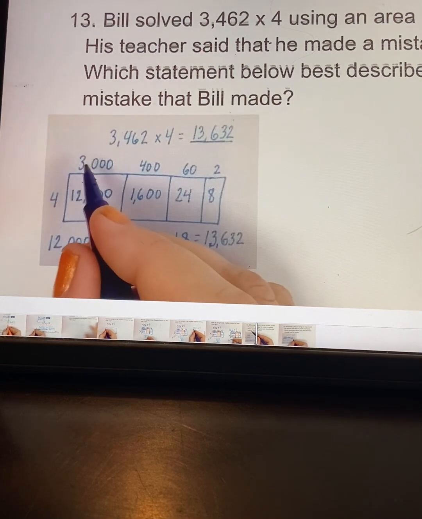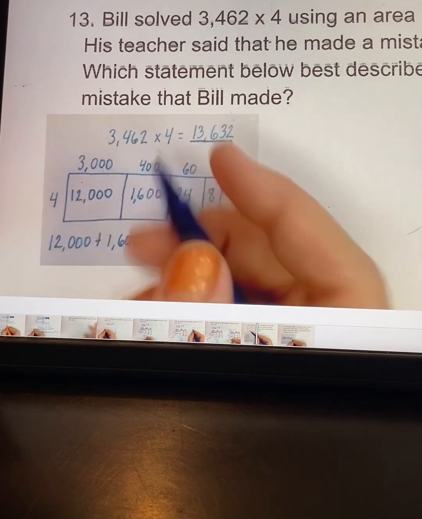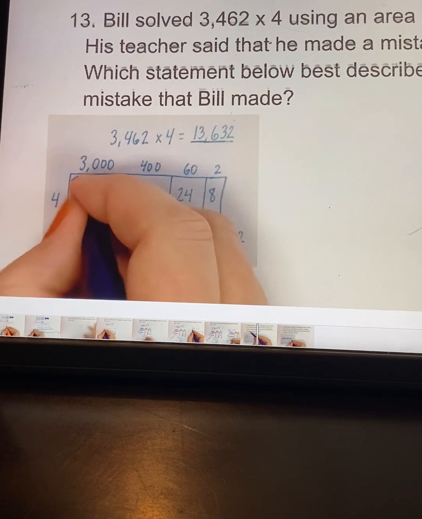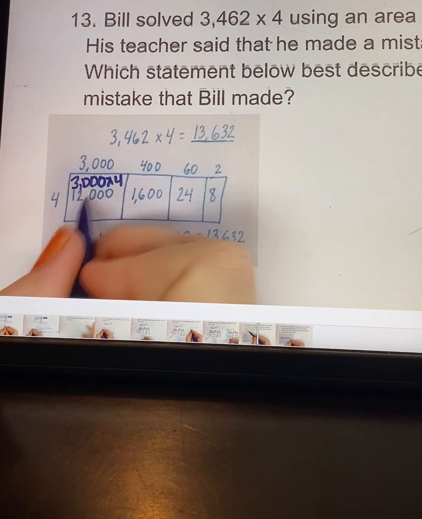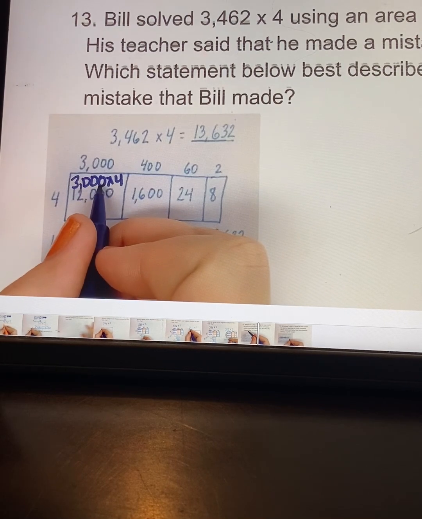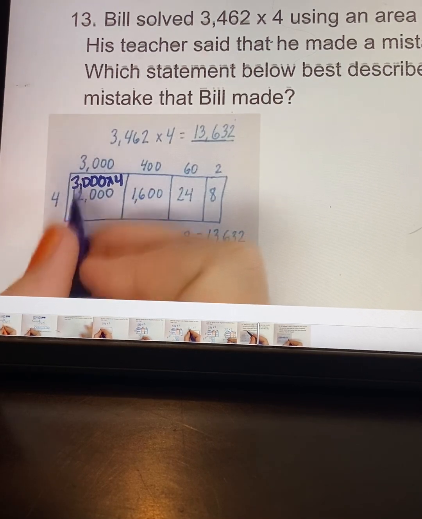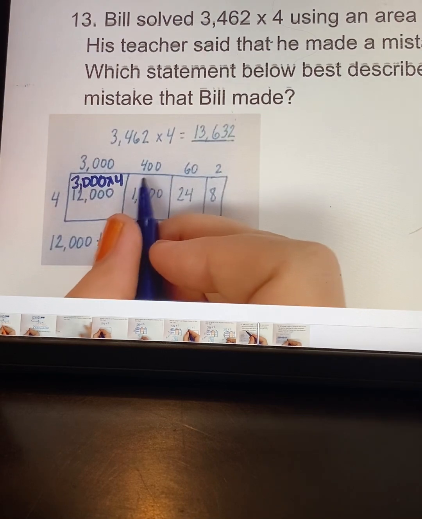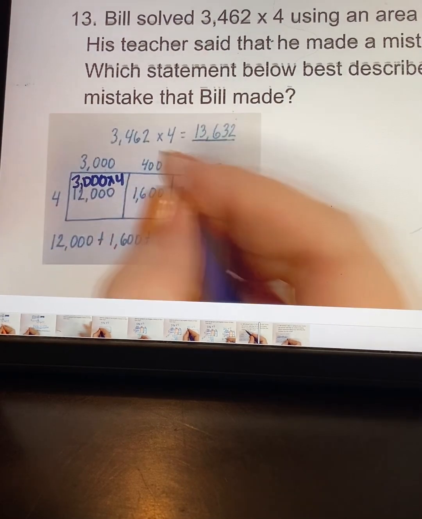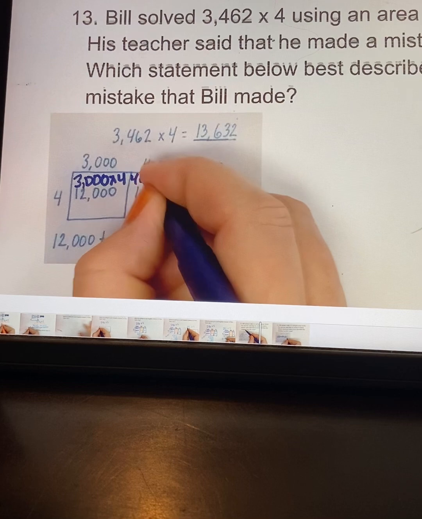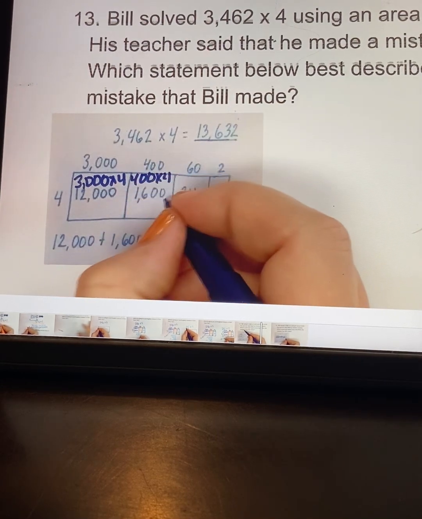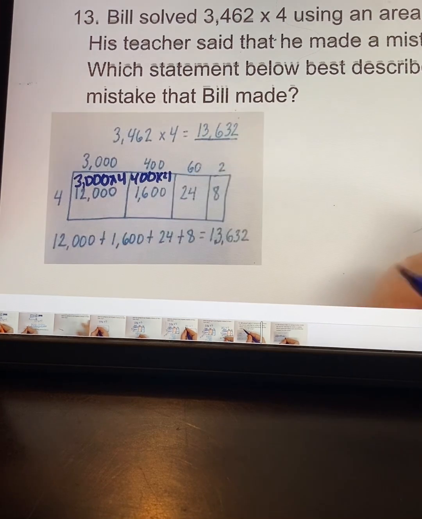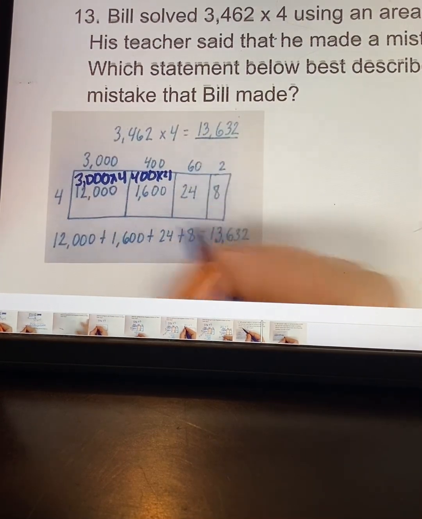So then here he multiplied. So when you multiply 3,000 times 4, 3 times 4 is 12, and then you have 3 zeros to add, so that's correct. Let's look at this part. 400 times 4, so you would multiply 400 times 4. 4 times 4 is 16, and you have 2 zeros to add, and he did add his 2 zeros.